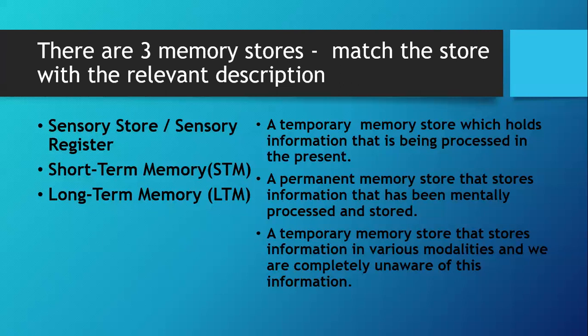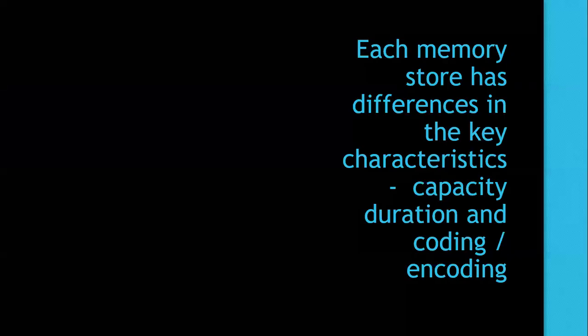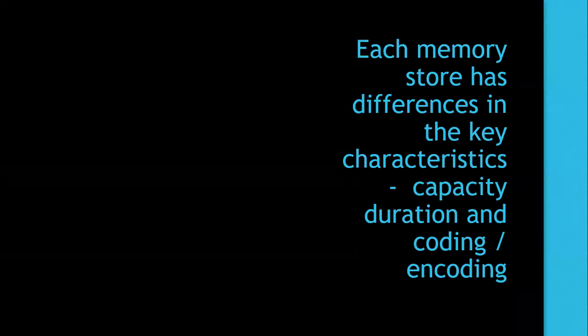So from this, you can clearly see that we have different types of memory store: sensory store or sensory register, short-term memory, and long-term memory. So you have a basic idea of what they're about. Now let's look at 3 characteristics and also 3 key terms that you need to know. Each of these memory stores will have the same 3 characteristics, but they're going to differ. And these are capacity, duration, and coding. Coding can also be referred to as encoding.